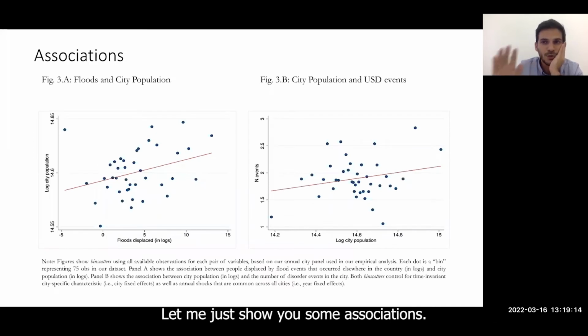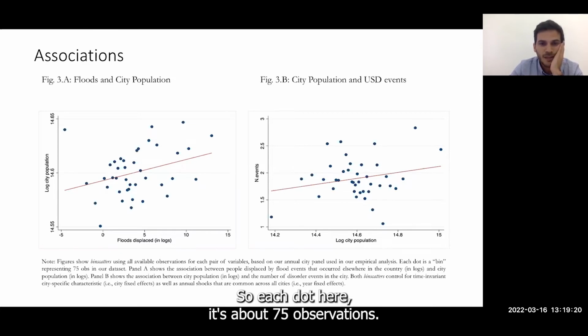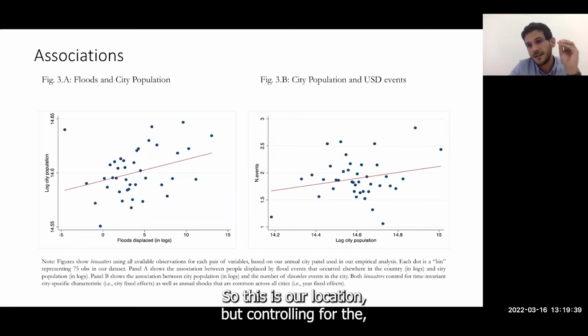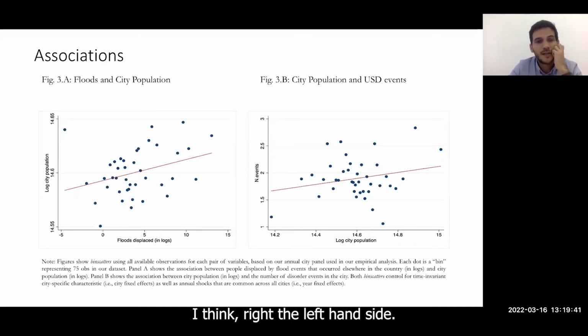Let me just show you some associations, all right? So these are bin scatters. Each dot here is about 75 observations, all right? This is to make it more visually appealing. And these also include controls for city-specific characteristics, city fixed effects, all right? So these are associations, but controlling for city effects.